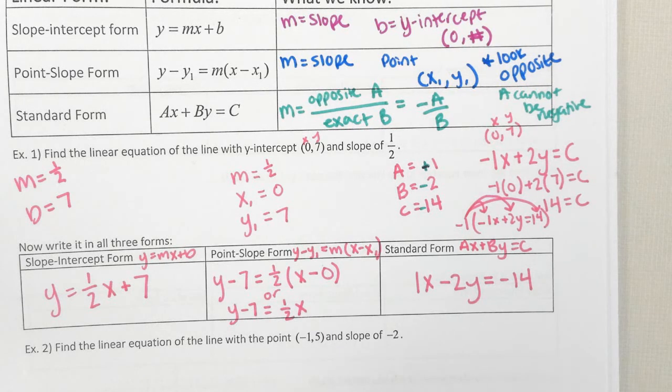Now what if A was already positive? Would I have to do that? No. Only if A is negative. B and C can be negative or positive all day. It doesn't matter. Only A matters. Then you need to make them all opposite. But if A is positive, you leave them all alone. So we're about to do one where A will be positive. So watch. Look at number 2.